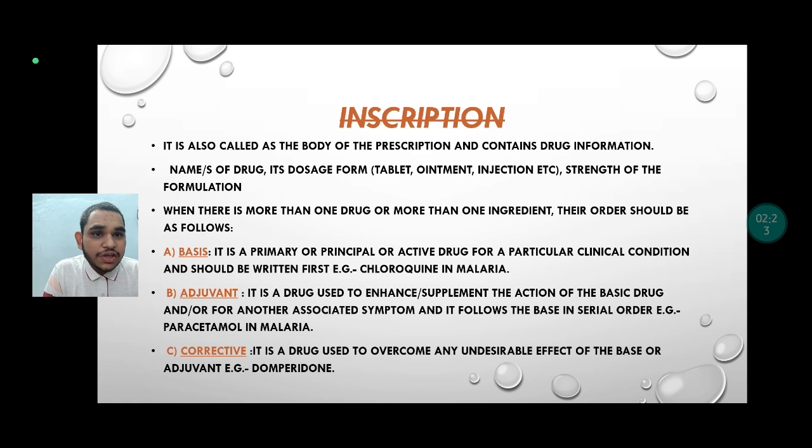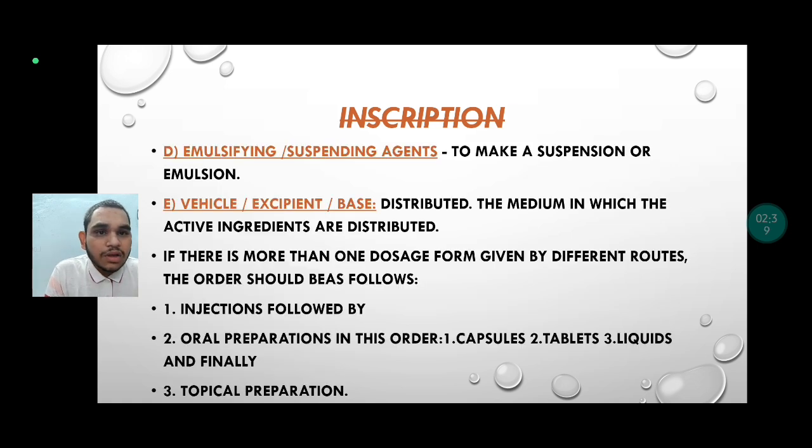Name of the drug, the dosage form like tablet, ointment, injection, etc., and the strength of the formulation. When there is more than one drug or more than one ingredient, their order should be as follows: basis, adjuvant, corrective, emulsifying agent, vehicle, etc.